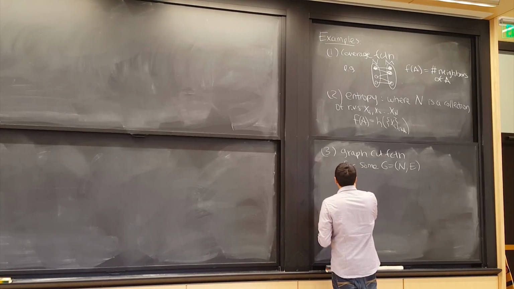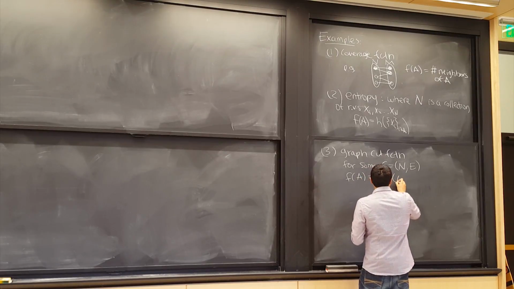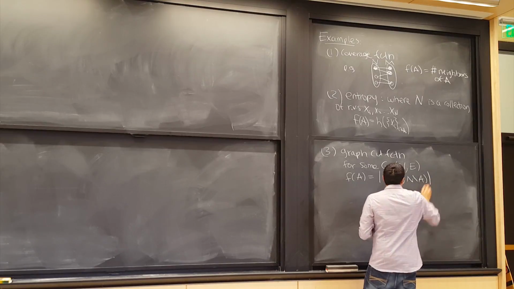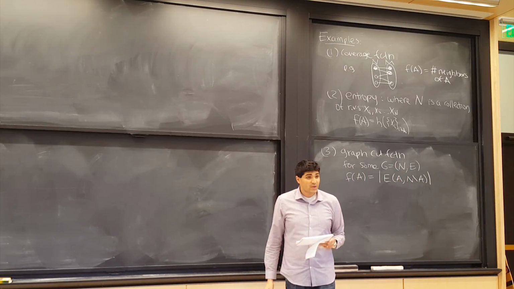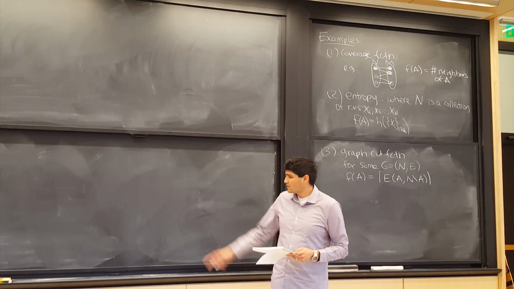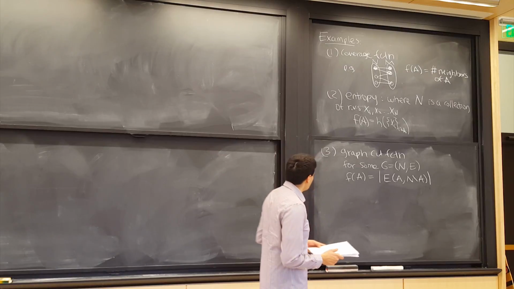In this case, we can define f of A to just be the number of edges crossing between these two sides. And that turns out, if you check it, to also have the submodularity property. In fact, I think it's easiest to check that it's submodular for the second property, not for the diminishing returns.